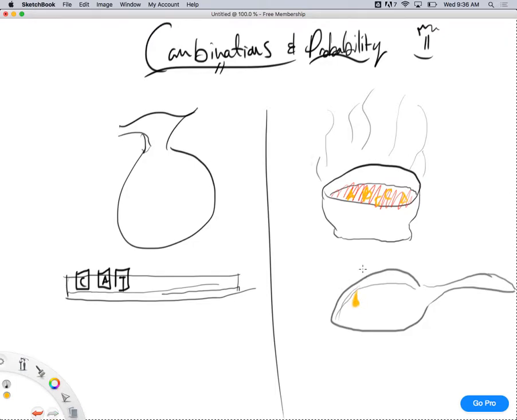You've got A. You've got F. You've got T. And P. Okay? Now, and then there's the rest of the soup. You know, it's not like you just pull out letters.